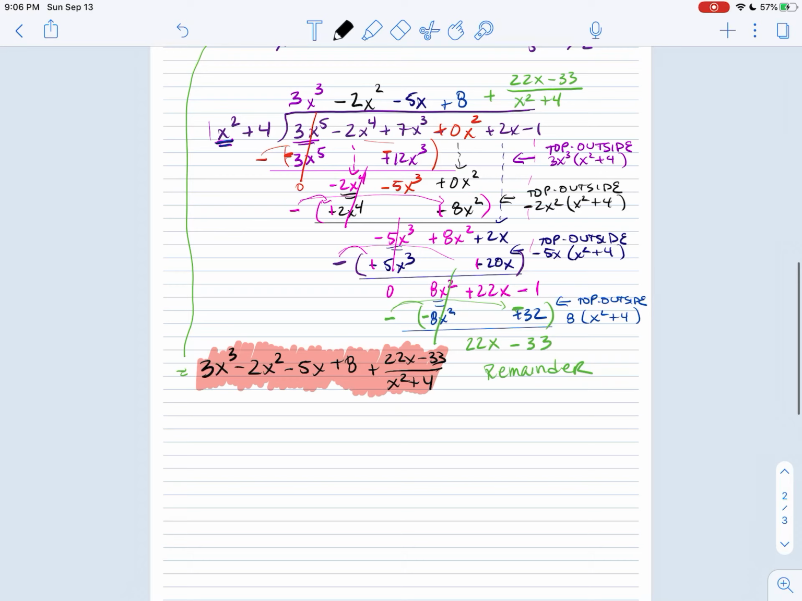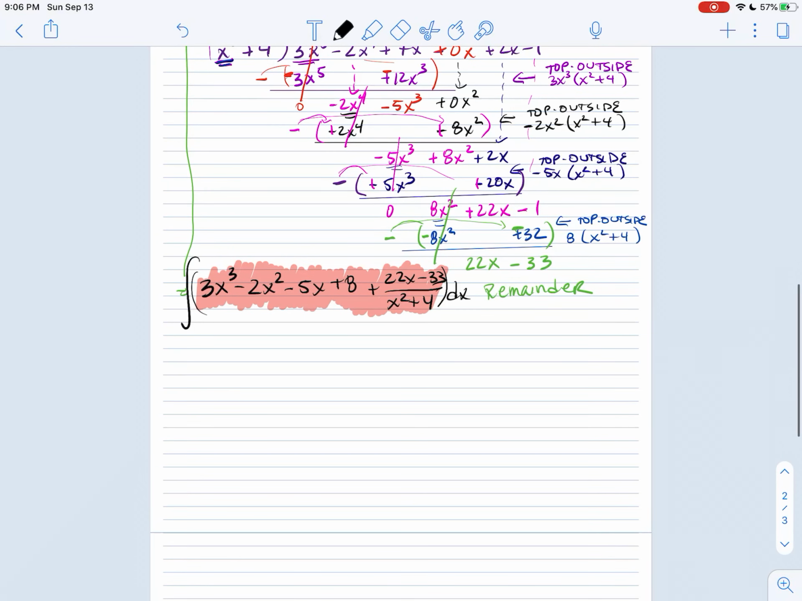If I did have to integrate this with respect to x, I could use my algebra of functions and say that this is an integral of 3x cubed minus 2x squared minus 5x plus 8 dx plus the integral of 22x minus 33 over x squared plus 4 dx. And actually for this one, I would not be using partial fraction decomposition because I would be using a combination of u substitution and the inverse tangent, but that will come clear when we do partial fraction decomposition.